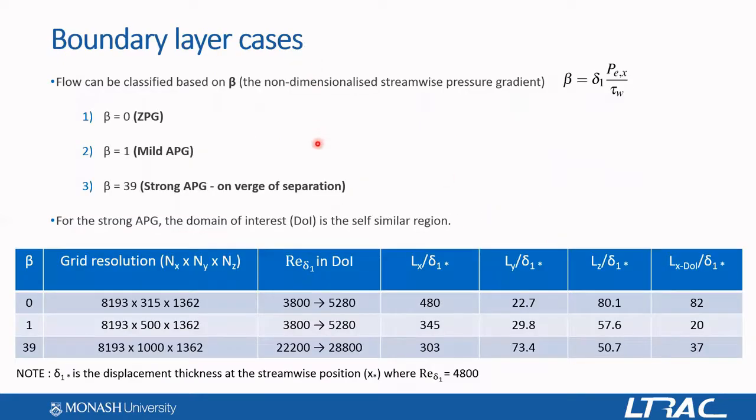So in this talk, I'll be considering 3 boundary layer cases which are classified based on beta, which is the non-dimensionalized streamwise pressure gradient. Beta equal to 0 corresponds to 0 pressure gradient case. Beta equal to 1 refers to mild adverse pressure gradient case. And beta equal to 39 refers to strong adverse pressure gradient case, which can be characterized as being on the verge of separation. And for the 0 pressure gradient case and the mild adverse pressure gradient case, the Reynolds numbers within the domain of interest spans over the same range.